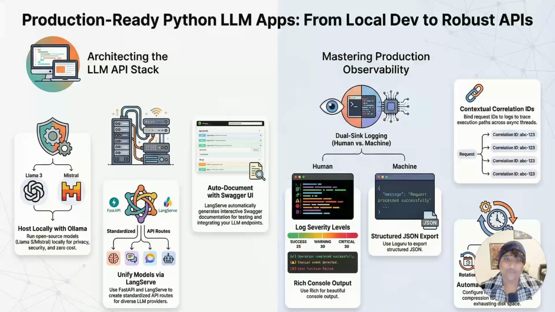And then we'll answer questions like how to run models locally, how to run them in the cloud, how to expose the models through clean and robust APIs. We'll talk about observability, logging, and tracing, not just as buzzwords, but as tools that help you understand what your system is actually doing. Along the way, we'll introduce frameworks like FastAPI, LangChain, and LangServe. And more importantly, we'll discuss why and when to use them.